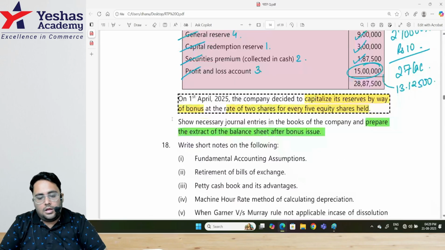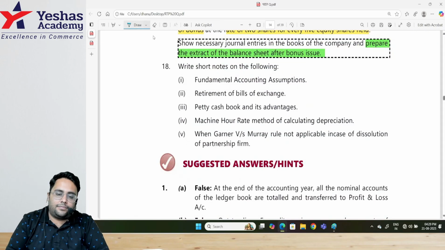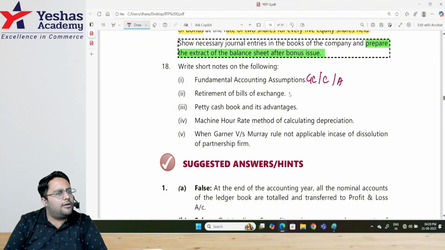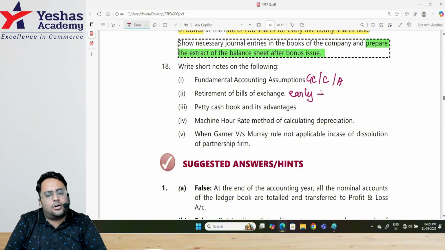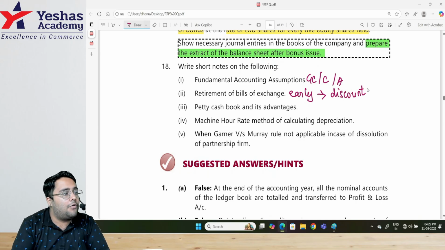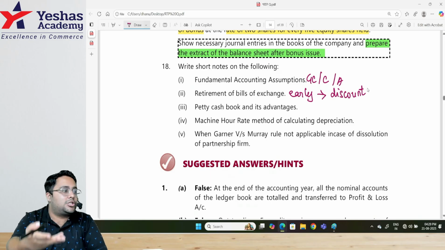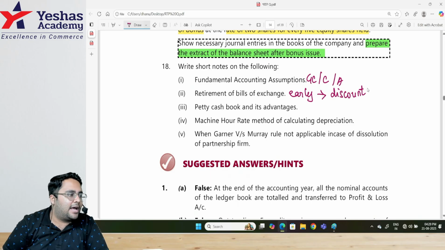You will answer. Fundamental accounting assumptions. Going concern, consistency, accrual. Retirement of a bill of exchange. Early or late? Early settlement. Because there is early settlement, you will have a discount. Discount allowed in the books of drawer. Discount received in the books of drawee. The time limit for discount is from date of actual settlement up to the maturity date. This is called as retirement.